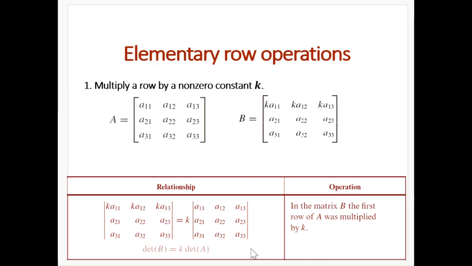So then that means that the determinant of B is going to equal a scalar k times the determinant of A. So think about this elementary row operation, multiply. Going from A to B in this instance, they just multiplied a row by a non-zero constant k, this first row here. And they're setting up the relationship that the determinant of B equals k times the determinant of A.